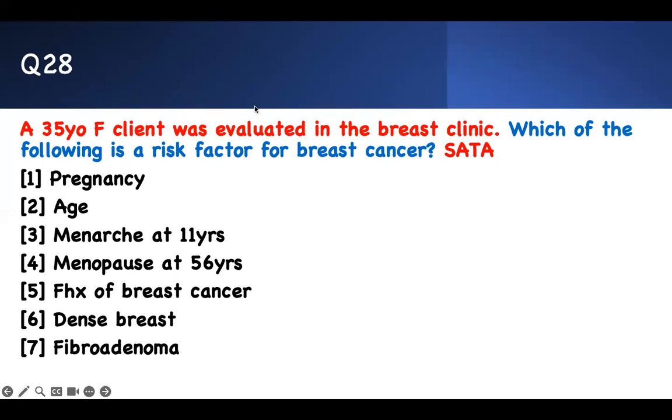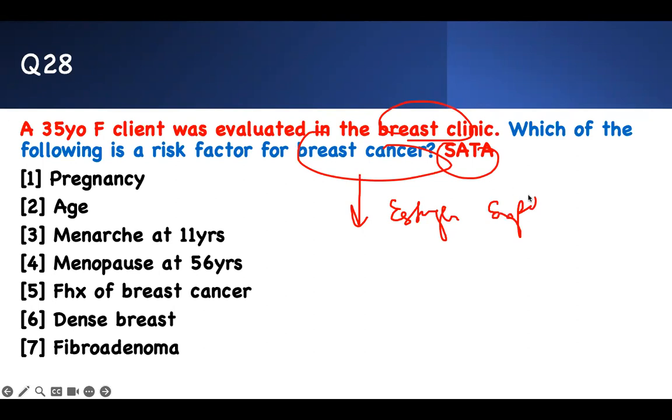Number 28, select or apply. Which of the following is a risk factor for breast cancer? You have to know this in case they ask you. This is health maintenance, right? A 35-year-old female client was evaluated in a breast clinic. The way to make it easy for you if you don't know anything about breast cancer is estrogen exposure. That means if you have too much estrogen in your system, you're more likely to get breast cancer. That's the way to think about it.